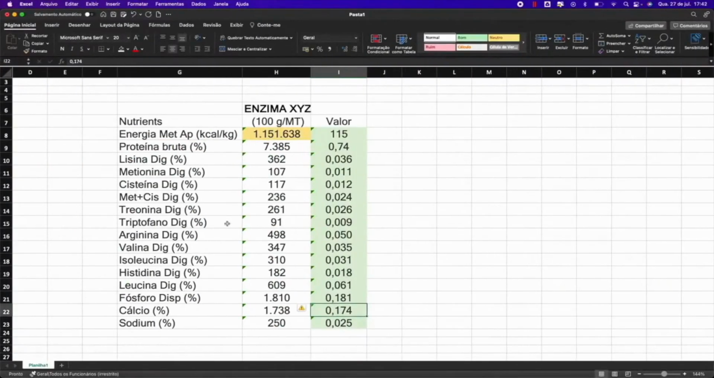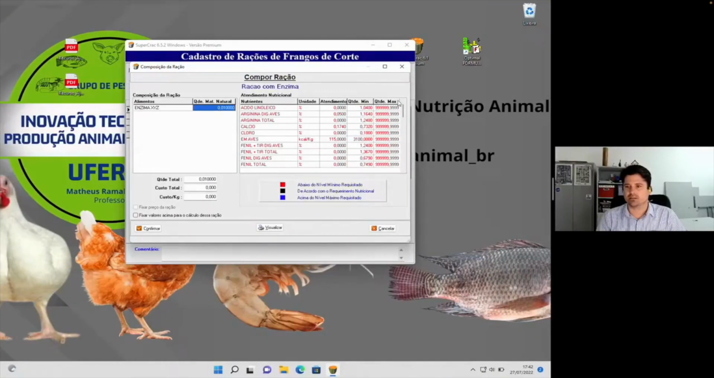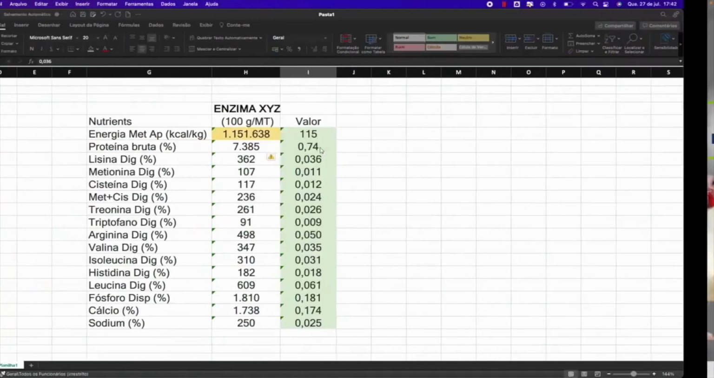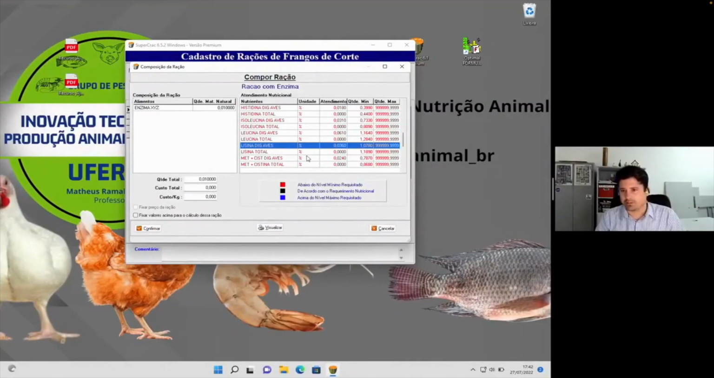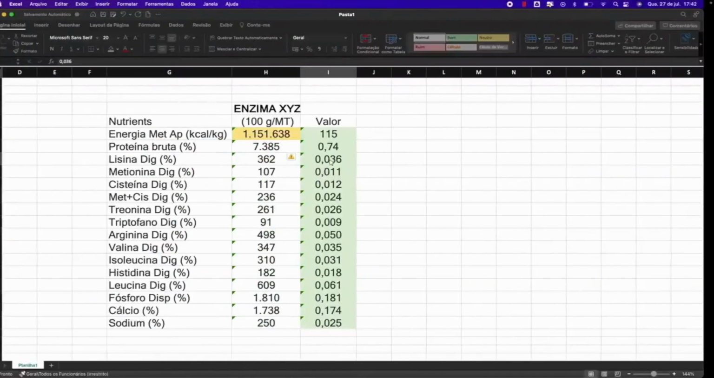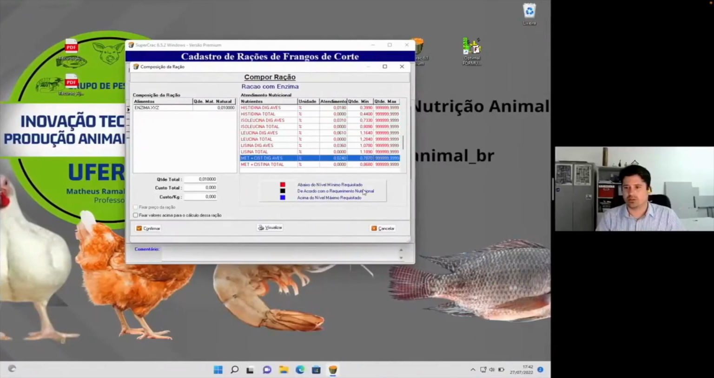Let's see lysine. 0.36. Lysine here. Digestive lysine. 0.36. Methionine plus cysteine. 0.24. That's it. So guys, within the question, he manages to formulate a feed with the enzyme reformulated in Crac.